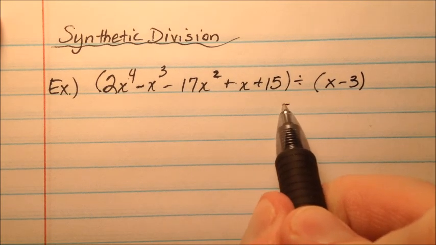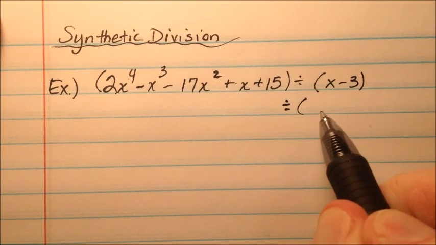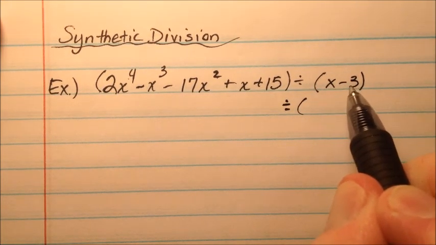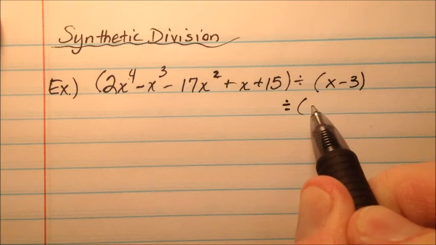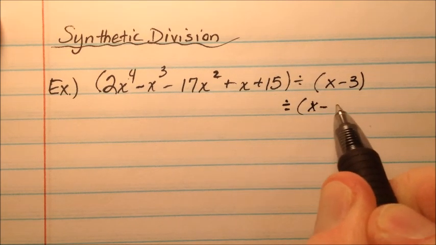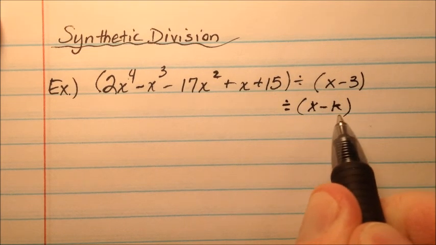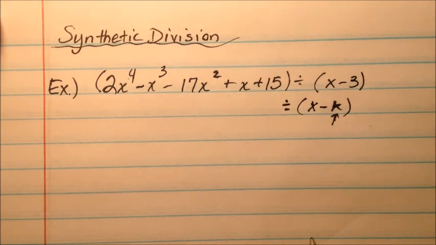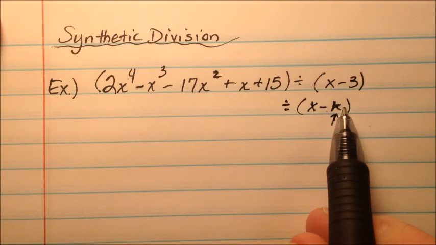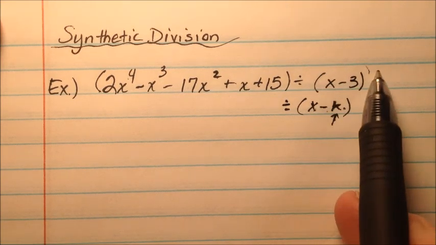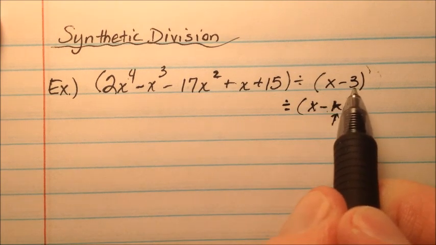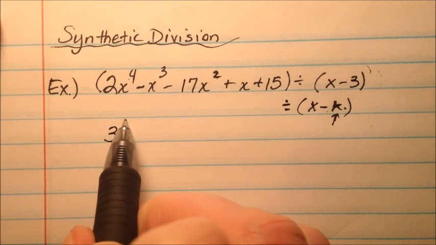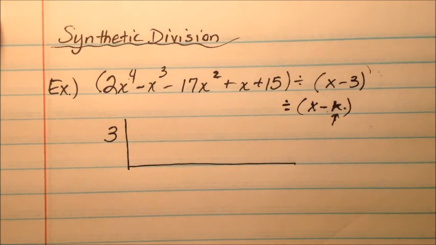Well, synthetic division works as long as we're dividing by a binomial, so two terms, and it has to be linear, so the degree is 1. And it works as long as you're dividing by x minus k. So your k right here is just some constant. So x minus k is going to be our divisor, like x minus 3. So the k, in our case 3, is going to go on the outside. I'm going to draw a big bar right here, kind of like a division bar, but upside down.